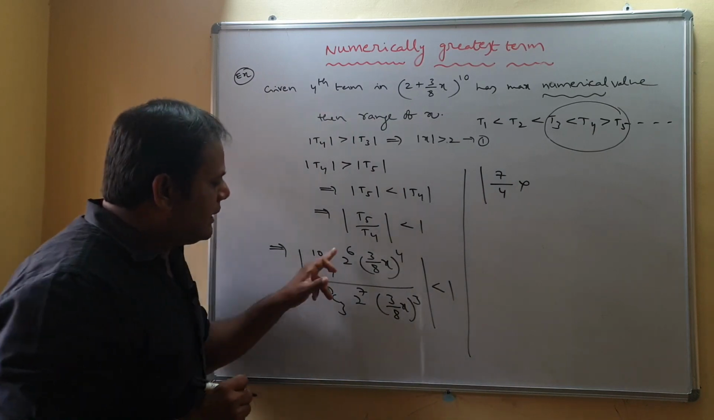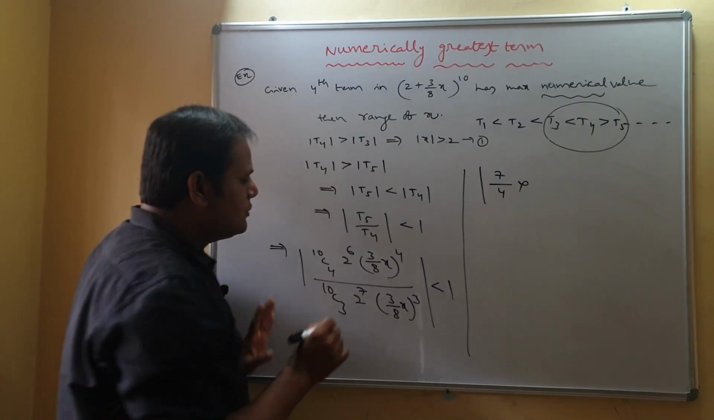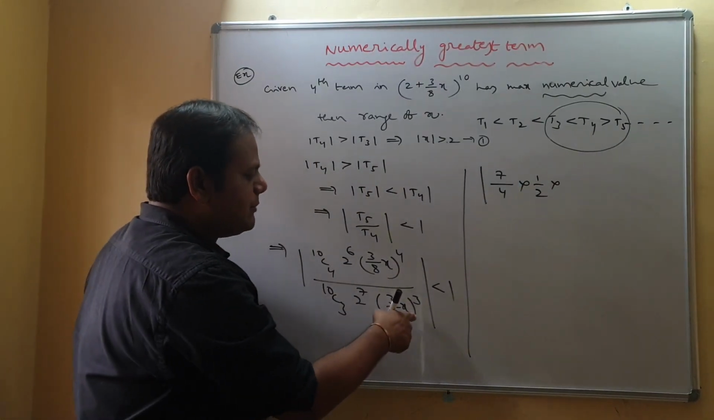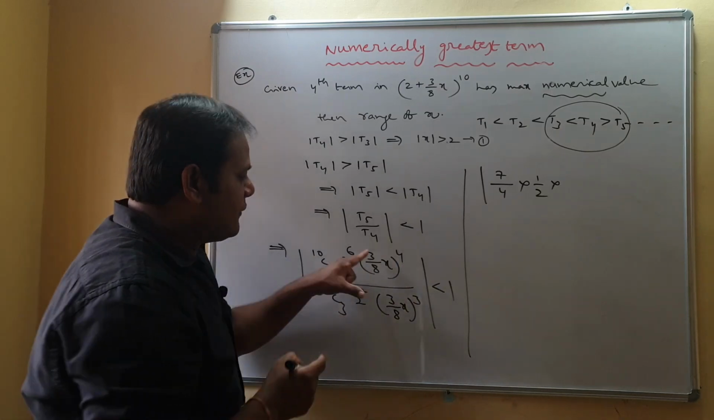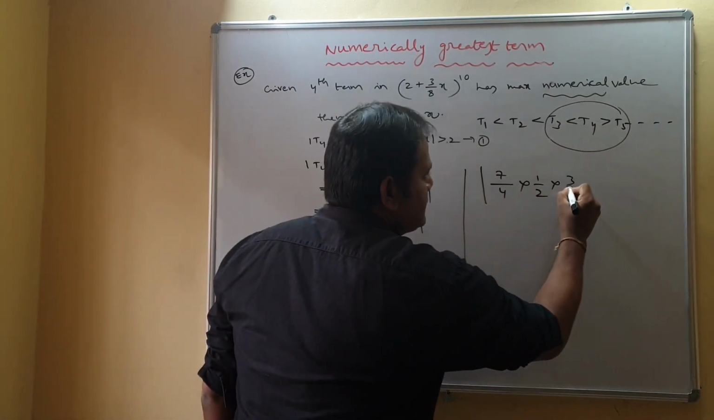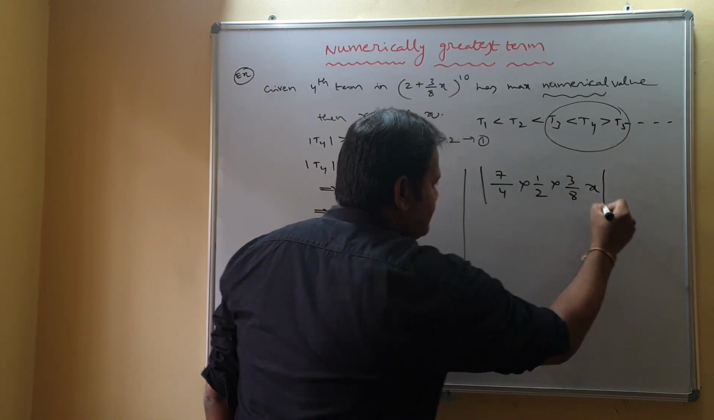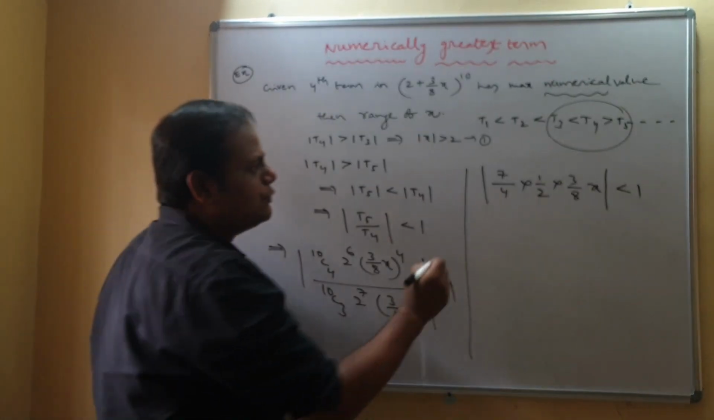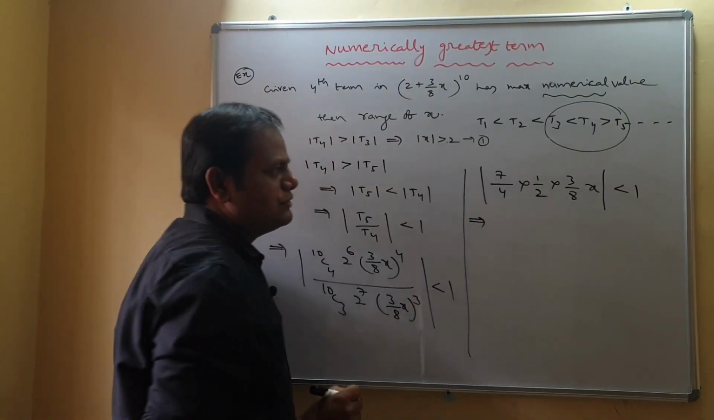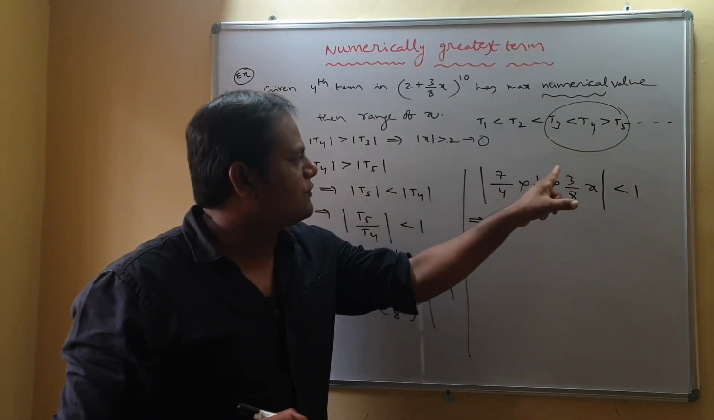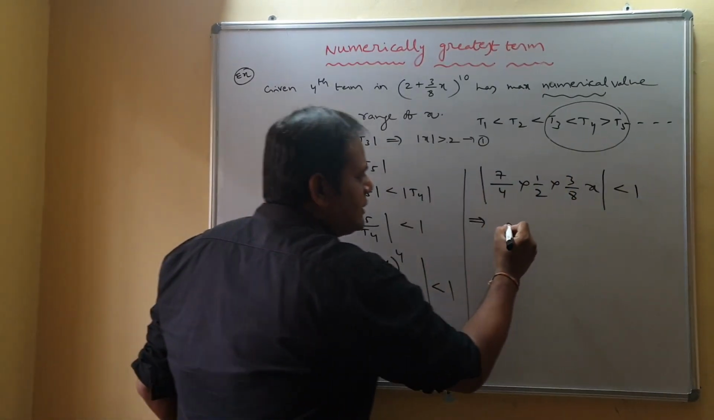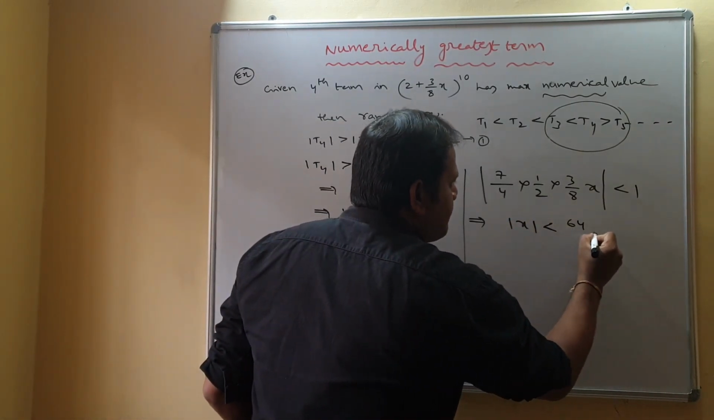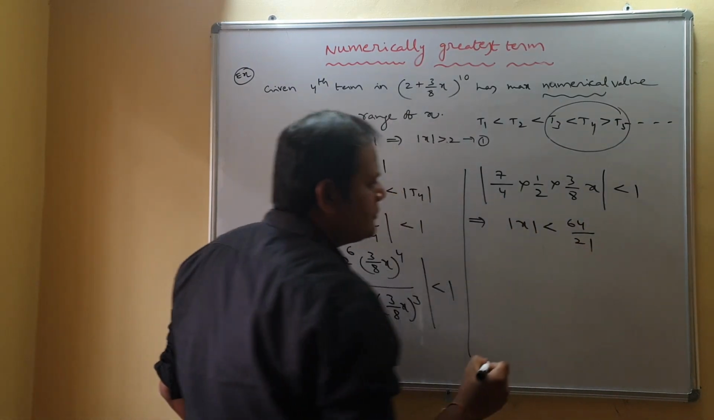into, and here we have 2 power 6, 2 power 7. So 6 2's cancelled and we are left with 1 by 2, into, here we have (3 by 8x) whole cube, it will be cancelled and we are left with 3 by 8 into x, is it? So it is 3 by 8 into x is less than 1. Is it? So just you do the simplification. So what we can get, you see, here numerator 21 and it is 64. So we got that mod x less than 64 by 21. So this is 2.